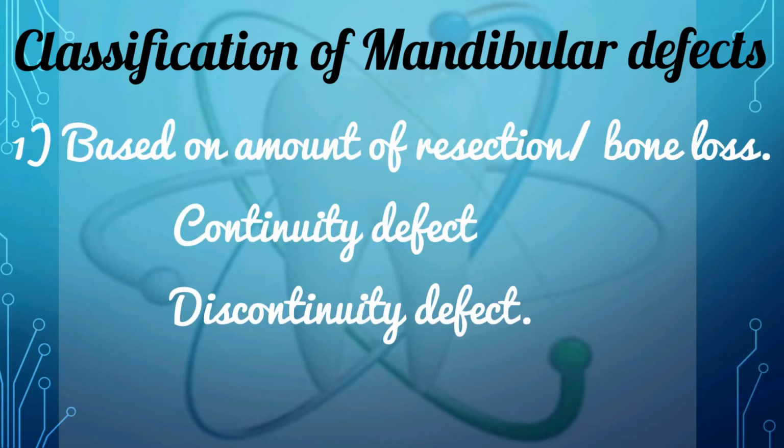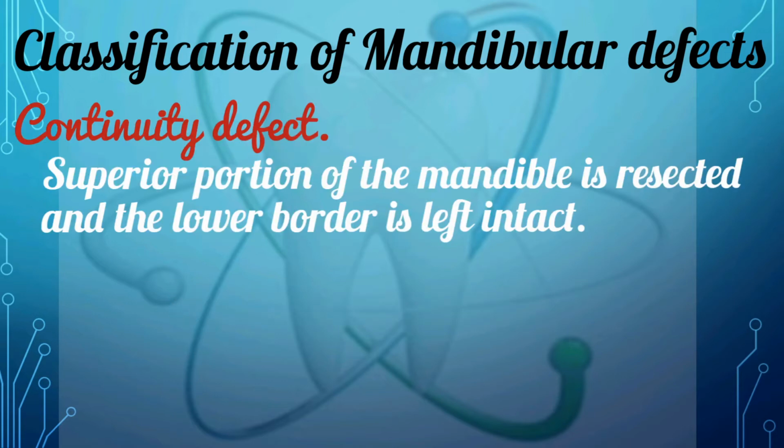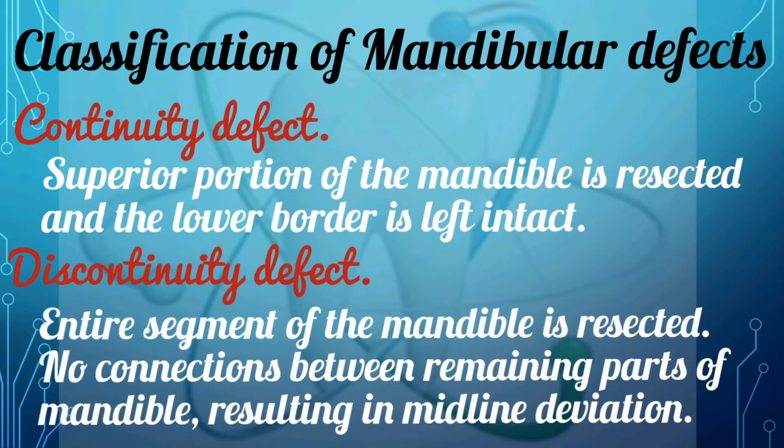In the classification based on the amount of resection, the defects can be of two types, the continuity defect and the discontinuity defect. In a continuity defect, the superior portion of the mandible is resected and the lower border is left intact. In a discontinuity defect, the entire segment of the mandible is resected. There is no connection between the remaining parts of the mandible, resulting in midline deviation of the mandible due to the movement of the bone.